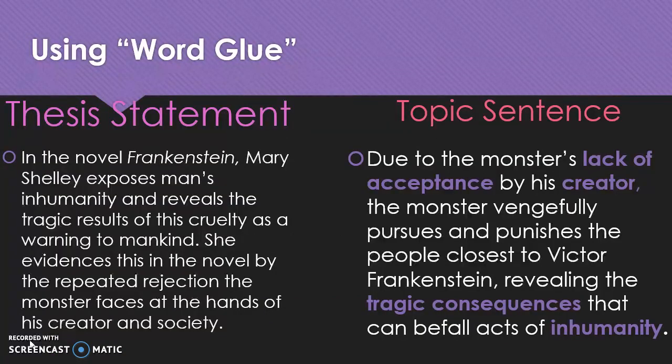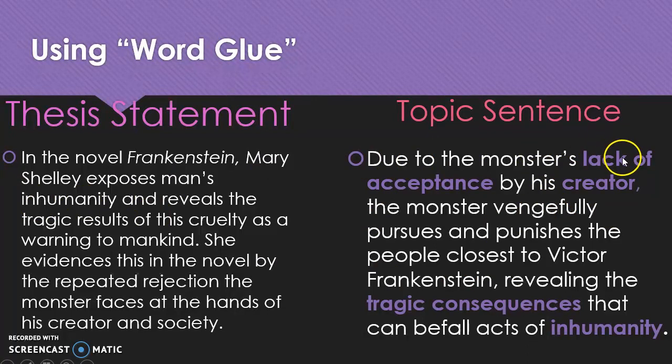So here's how you use word glue. On this side, we have an actual thesis statement, okay? And this is a topic sentence of the body paragraph, first paragraph, the body. What do we see? We see in the novel, Frankenstein, Mary Shelley exposes a man in humanity and reveals the tragic results of this cruelty as a warning to mankind. She evidenced this in the novel by the repeated rejection the monster faces at the hands of his creator and society. So we see some of the same words over here.